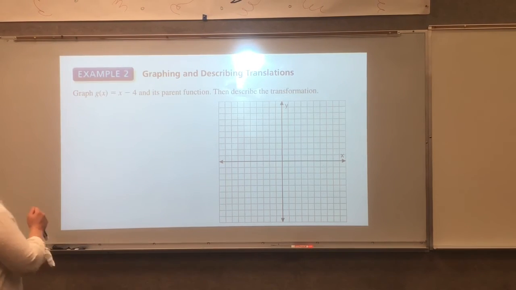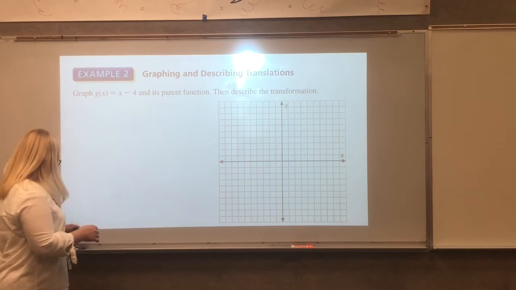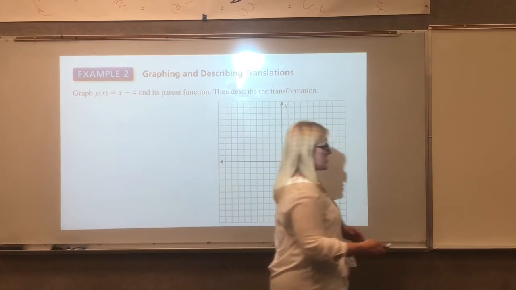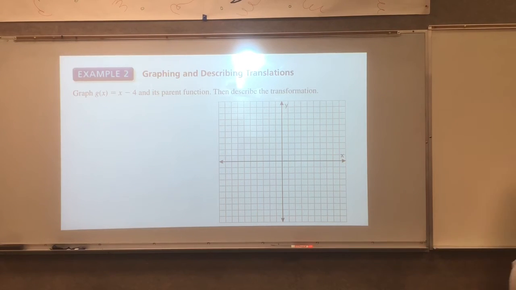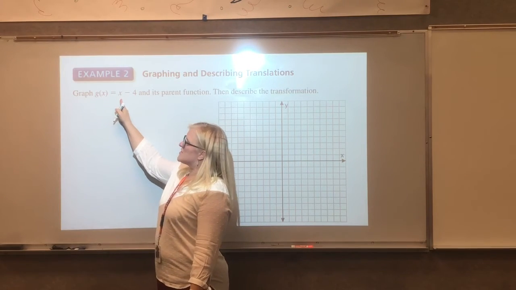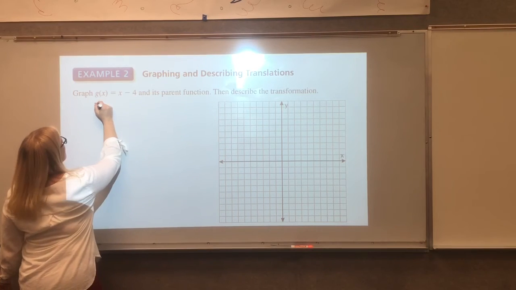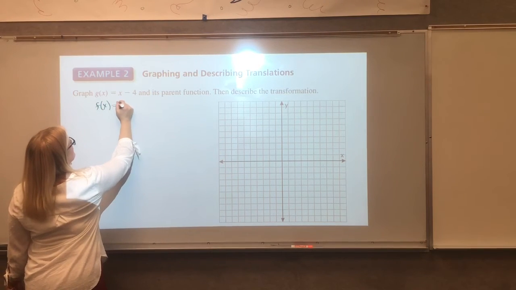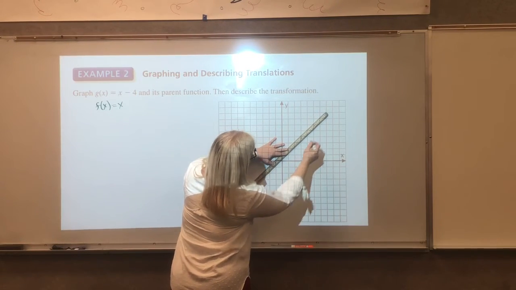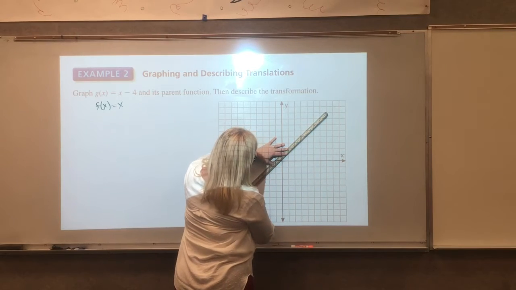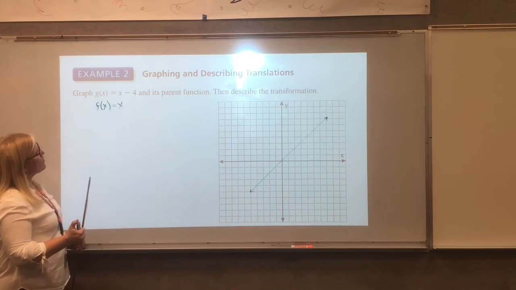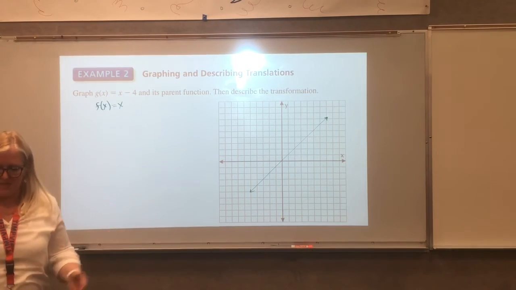Okay, so let's look at this. It says graph g(x) = x - 4 and its parent function. So I'm going to do the parent function first. Might as well. And it's linear, right? I've got g(x) = x - 4. The parent function is, I'm going to do f(x) just equals x. And we can do that in green. So here is that function right there.